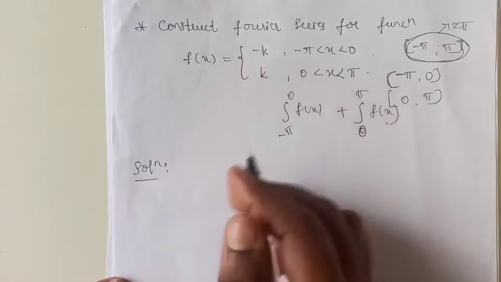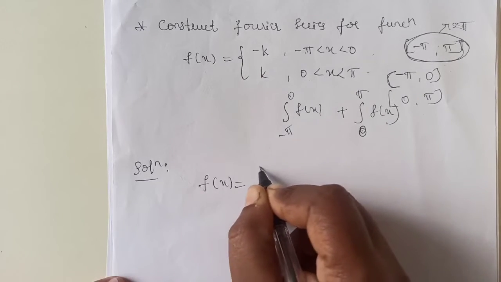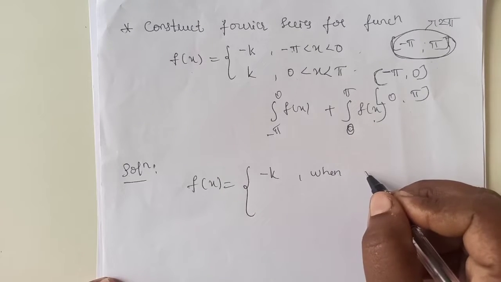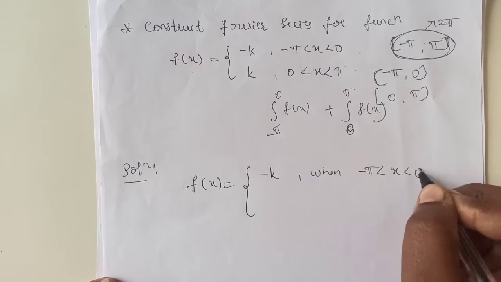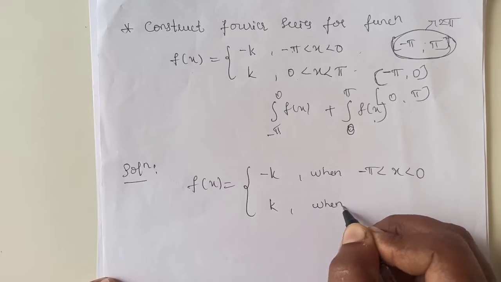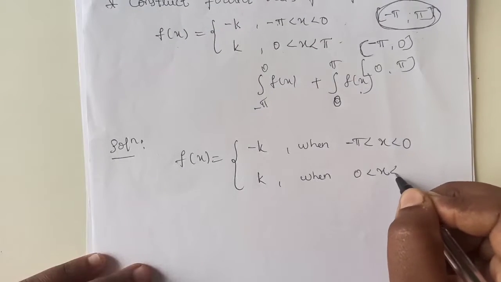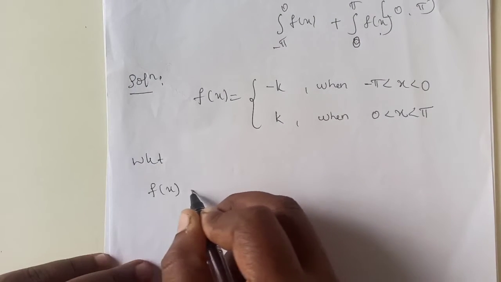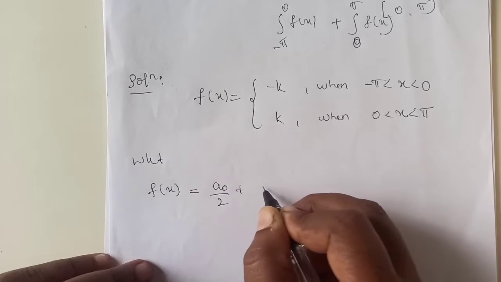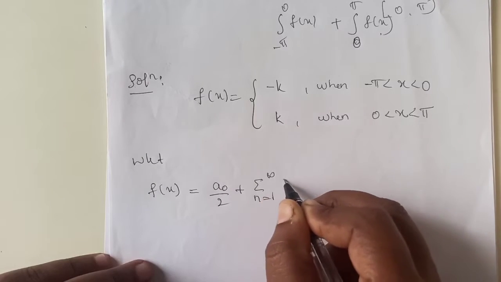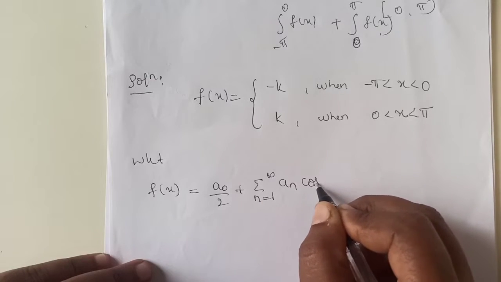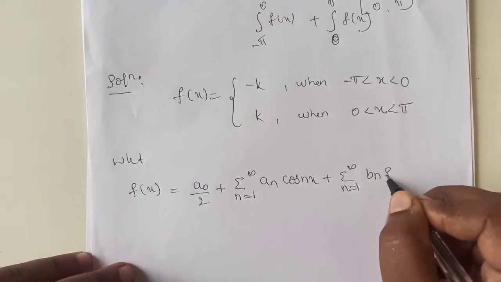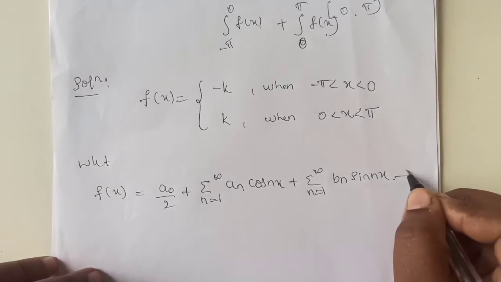Given, first write the given, f of x is equal to minus k when x lies between minus pi to 0, and plus k when x lies between 0 to pi. We know that the Fourier series is a naught divided by 2 plus summation n equals 1 to infinity an cos nx plus summation n equals 1 to infinity bn sin nx. Okay, consider this as equation 1.